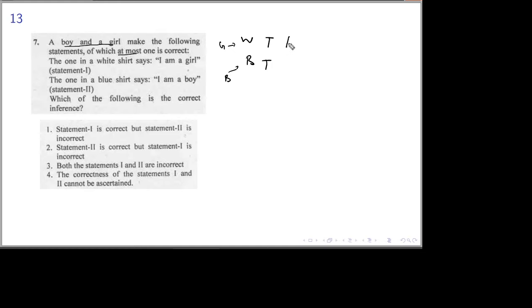So let's say this one is saying false. It says I am a girl, so this is a boy here, so that means this is a girl. So it says he's a boy, so this is also false. Okay, and similarly, if this is false, that is also false. So both of them are actually saying false statement. So statement one, both statements are incorrect. This will be.